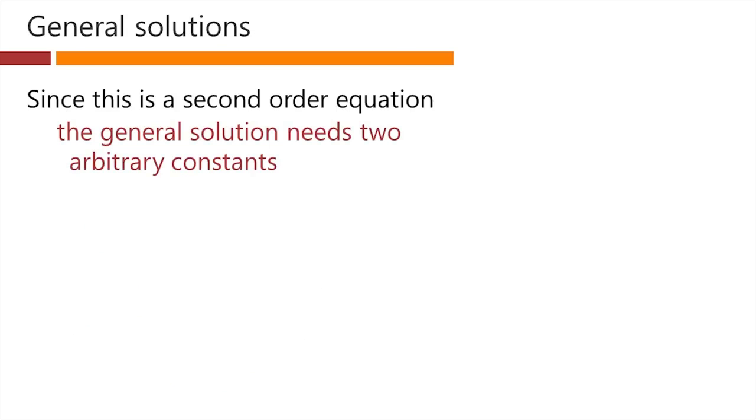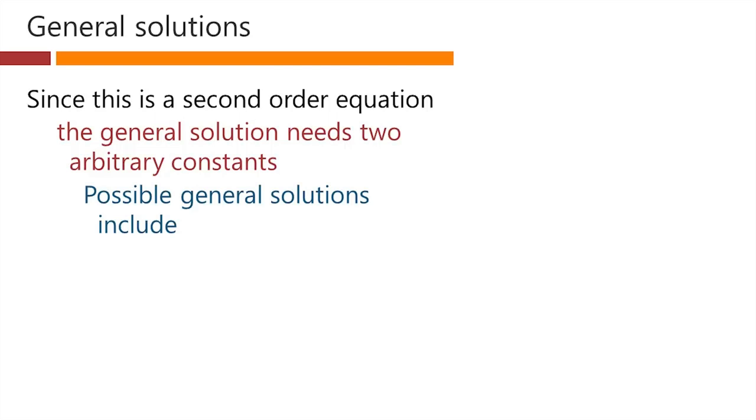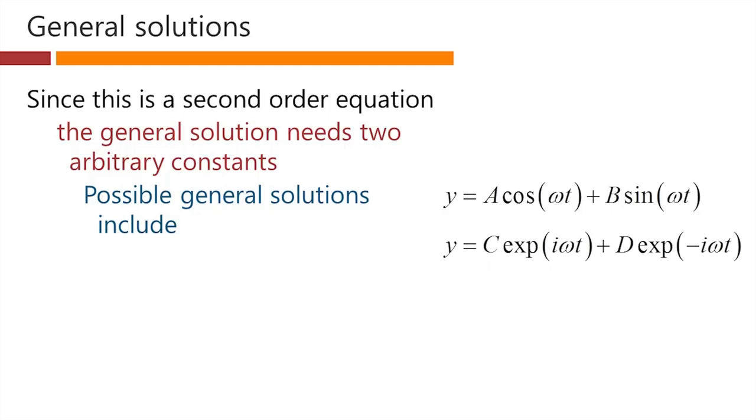And the general solutions of this equation, since it's a second-order equation, need two arbitrary constants. So possible general solutions include y is equal to arbitrary constant a times cos of omega t plus arbitrary constant b times sine of omega t. Or alternatively, we could have y is equal to an arbitrary constant c times the exponential of i omega t plus the arbitrary constant d times the exponential of minus i omega t.